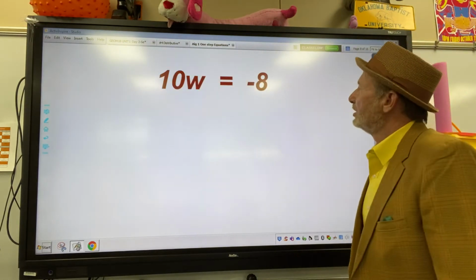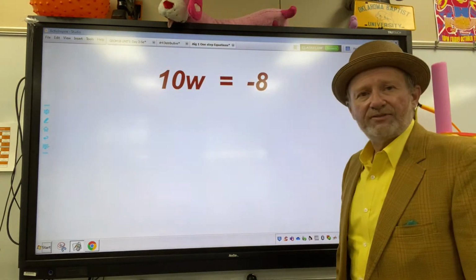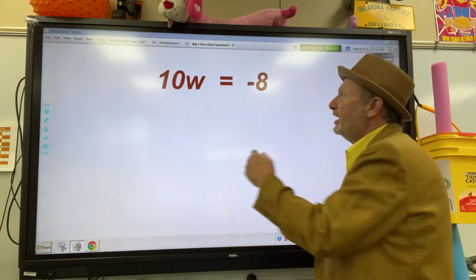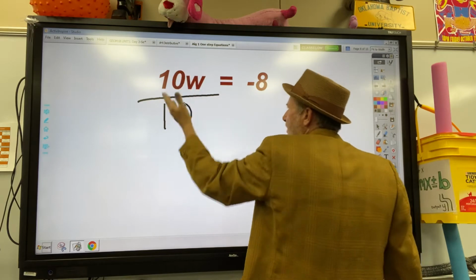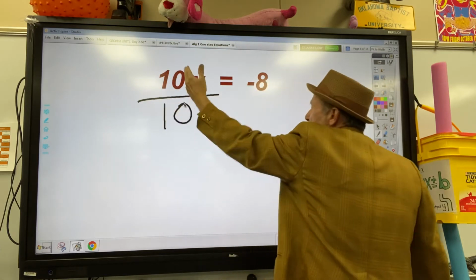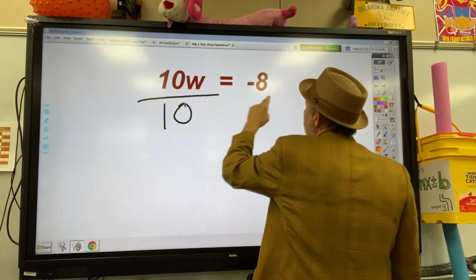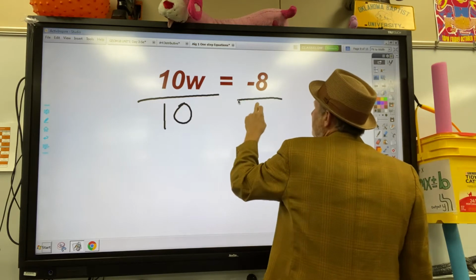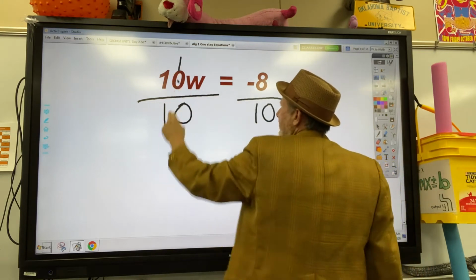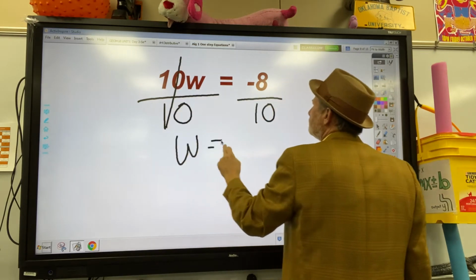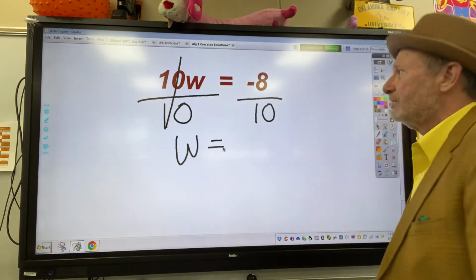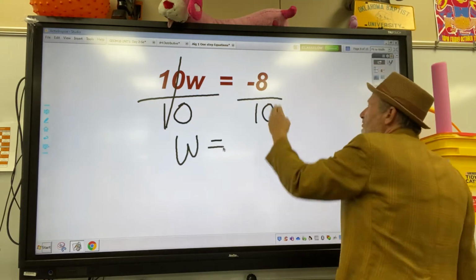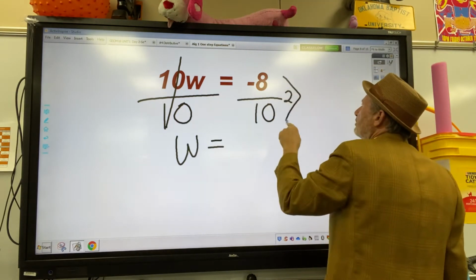Moving along. 10w equals negative 8. Divide by 10. 10 times w, so I'm going to divide, and it's positive. Always, whatever the sign is, you divide by that same sign. Divide by 10. That cancels out, gives me w equals, but wait, negative 8 over 10, that's a fraction, because 10 don't go into 8. So what number will go into both those?